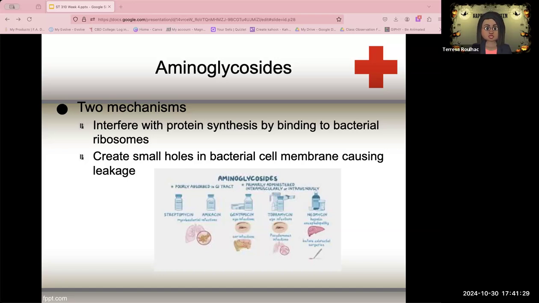Okay. They also create a small hole or pore in the bacterial cell membrane. And what that does is compromise the membrane's integrity, causing leakage of essential cellular contents. Now, this mechanism further enhances their bactericidal activity, making them effective even against resistant bacterial strains.